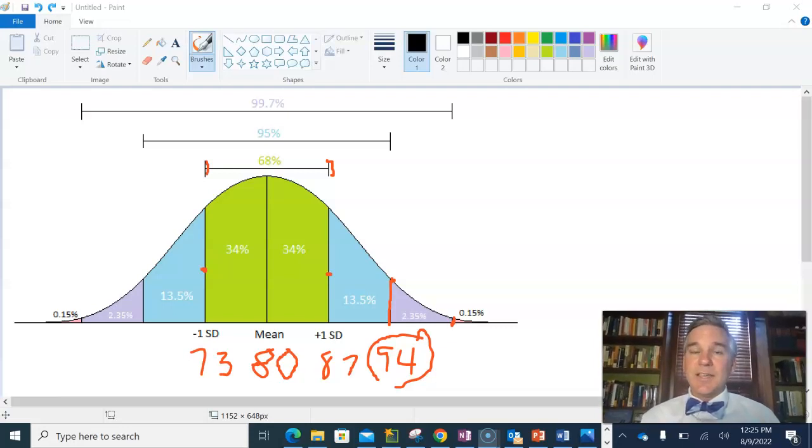A few other things that are a little more advanced that you might want to ask your teacher about at some point could be kurtosis and skewed distributions.